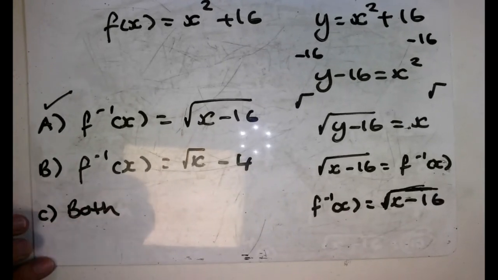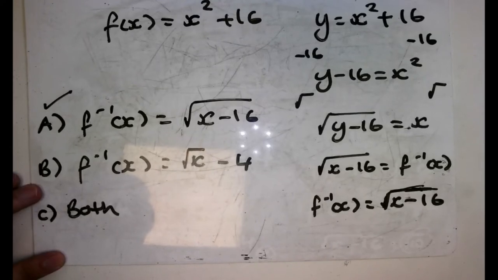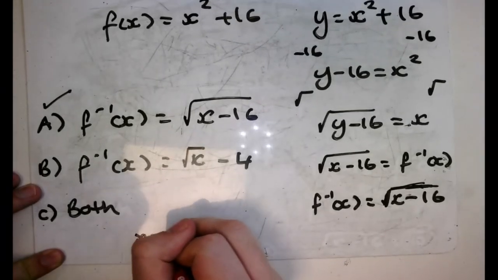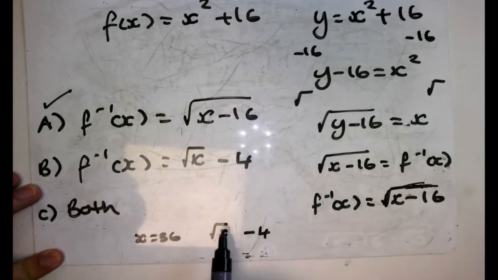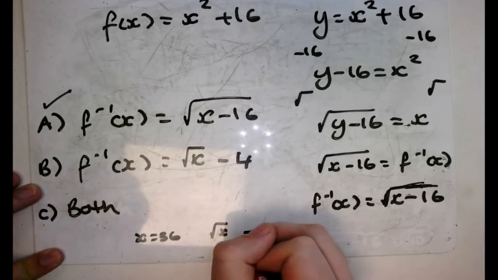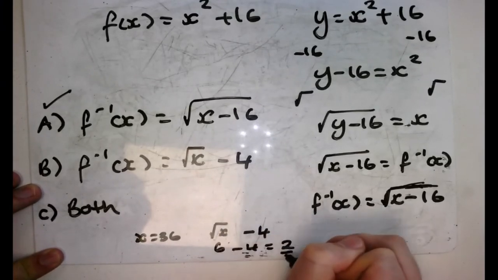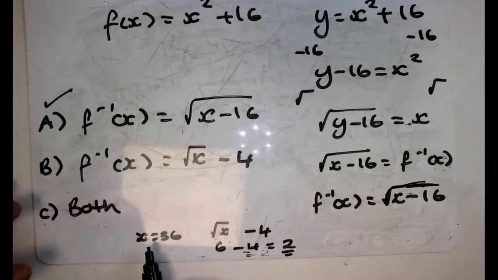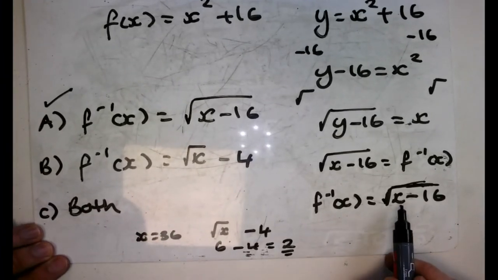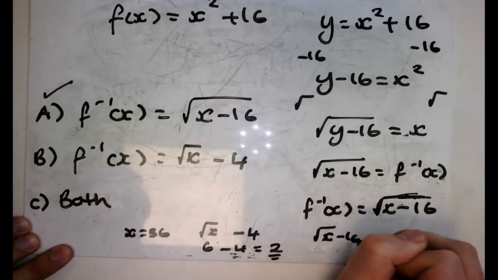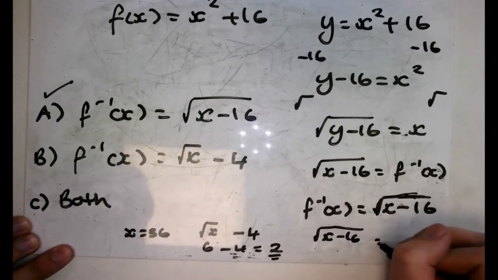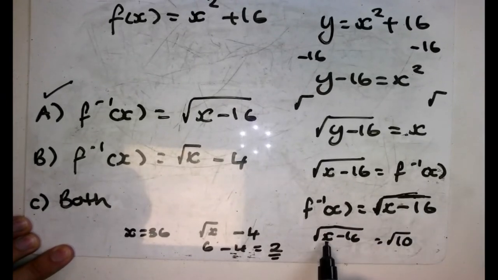I'll show you a quick example so you can understand why. Let's imagine that x is equal to 36. Well, then the square root of x subtract 4 would give us square root of 36 is 6, and 6 subtract 4 gives us an answer of 2. Now let's suppose x is 36 still, but then let's substitute it into this. If x was 36 and we substituted it into x minus 16, all square rooted, we just get the square root of 10, because 36 take away 16 is 10, and the square root of 10 is not the same as 2. Therefore, they are not the same.